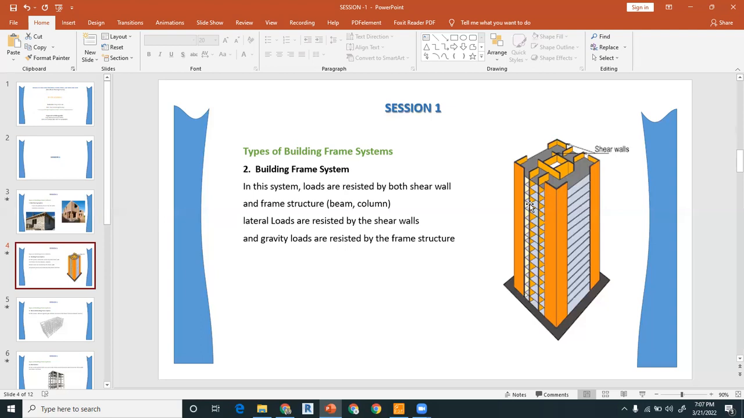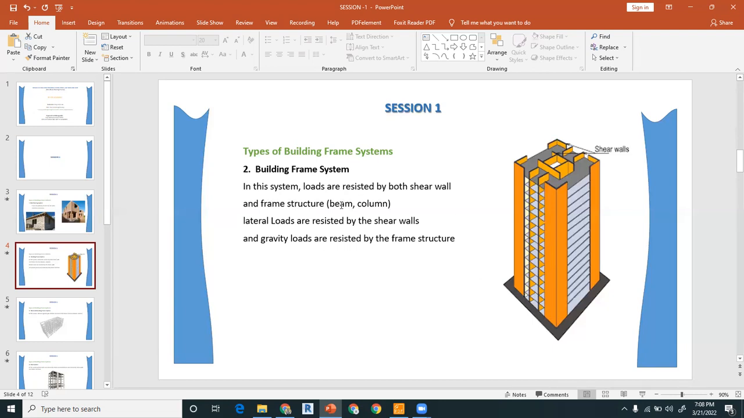You can do that in ETABS by excluding the load combinations which include the earthquake forces, and you can design the frame structure only for those combinations which include only gravity loads.